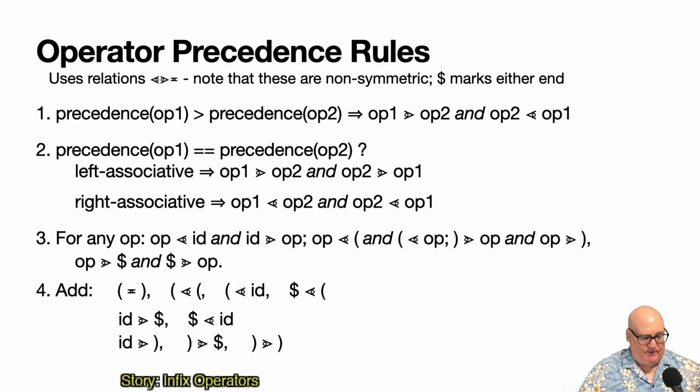And then finally, op is less than id, and id is less than op, where any identifier is id. Numbers count too, but if you had 4 plus 3, 4 is less than the op, and the op is greater than 3. Then op is less than left parenthesis, and left parenthesis is less than op, and right parenthesis is greater than op, and op is greater than right parenthesis. And the last one there, op is greater than dollar. That says what happens at the end. Dollar is just an end-of-file or end-of-string token that we often find handy to have, and dollar is greater than op.